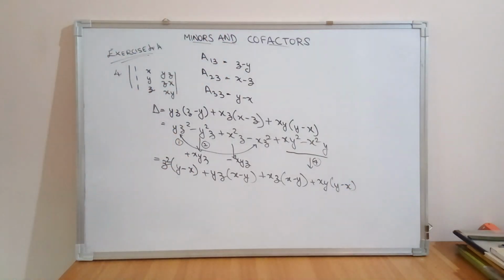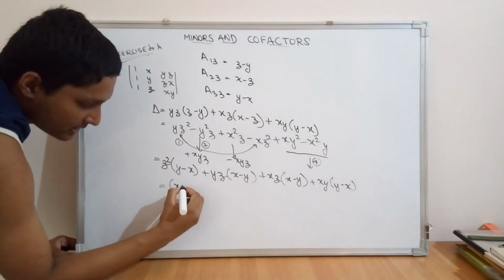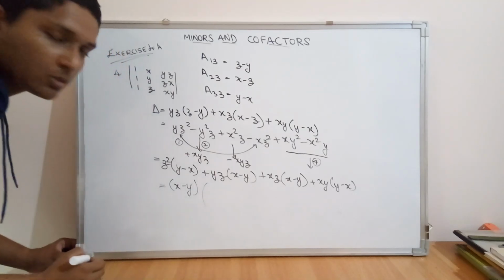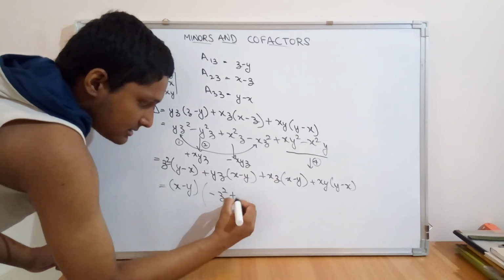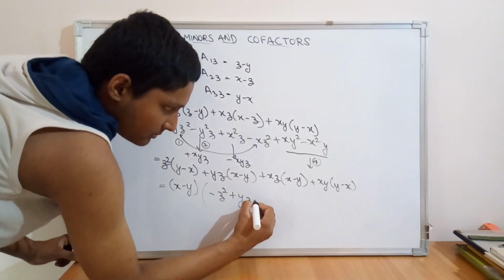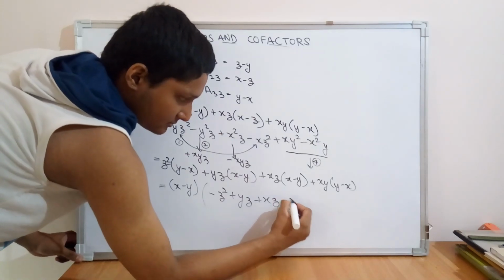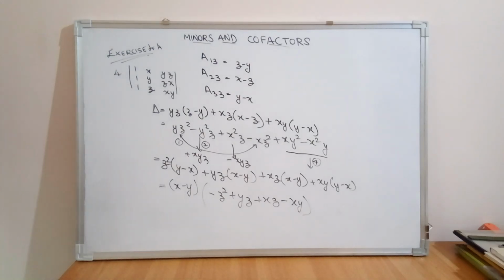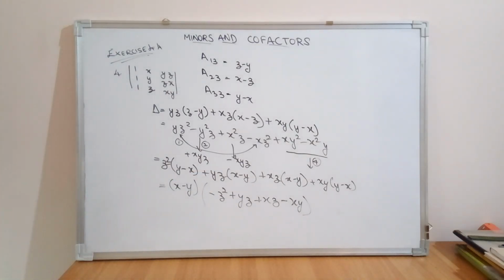So we got some x minus y or y minus x term. So first we'll take x minus y outside. If I take x minus y outside, what is remaining inside is minus z square plus yz plus xz minus xy. Okay, this is all what we are going to get here. So what is the remaining thing? Maybe we need to get some more simplified term for this.